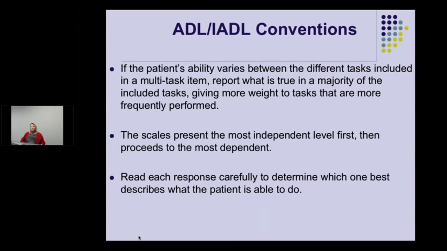If the patient's ability varies between the different tasks included in a multitask item, you are going to report what is true in the majority of those included tasks, giving more weight to tasks that are more frequently performed. The scales present the most independent level first and then proceed to the most dependent. You're going to read each response carefully to determine which one best describes what the patient is able to do. And my advice is to read from the bottom up, because our tendency is to mark the first thing that we see that we think that the patient fits into.